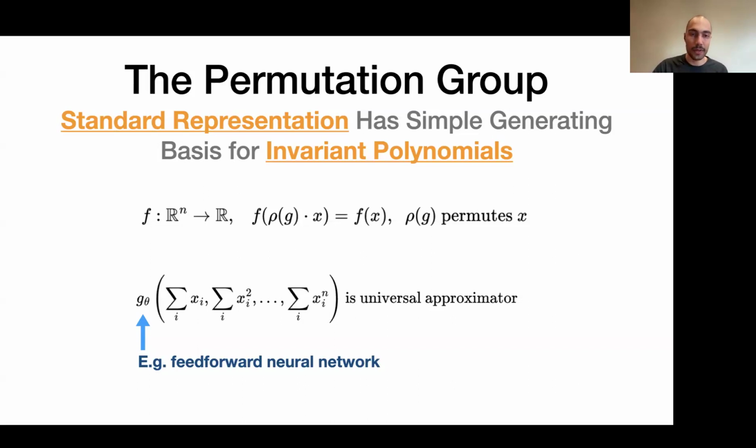And this is nice because, if you want to do any symmetric function, you can just figure out these n different polynomials and then feed this into whatever architecture you like that's universal and proceed.